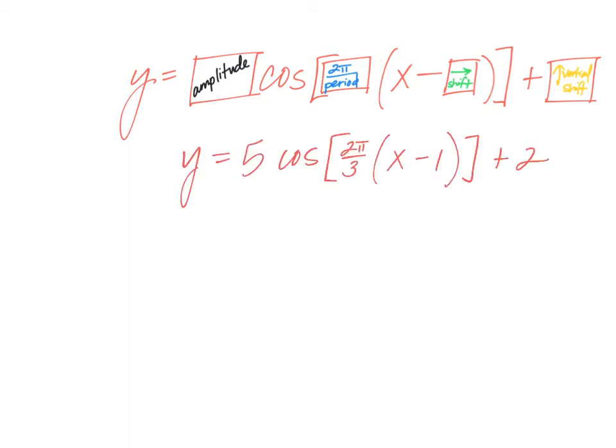Let's say we have this equation here. Y equals 5 times the cosine of the quantity 2 pi over 3 times the quantity x minus 1, all plus 2. Here are the things that we know. We know that the amplitude is 5. We know that the period of the function is 3, which is how long it will take for a cycle to repeat. We know that the horizontal shift to the right is 1. And the vertical shift of our function is up 2.